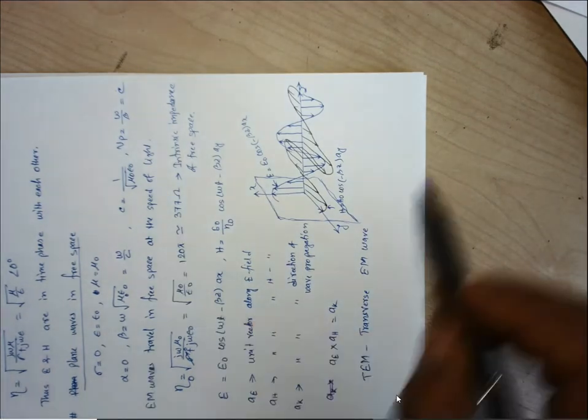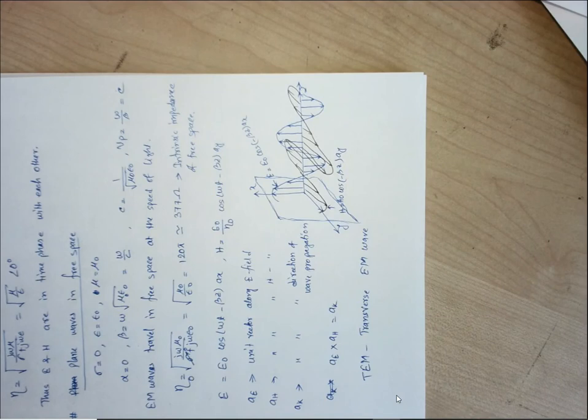That's why this kind of waves, where this relation is maintained, are known as transverse electromagnetic wave, because fields are lying on a transverse plane and the direction of wave propagation is normal to this plane. Fine.